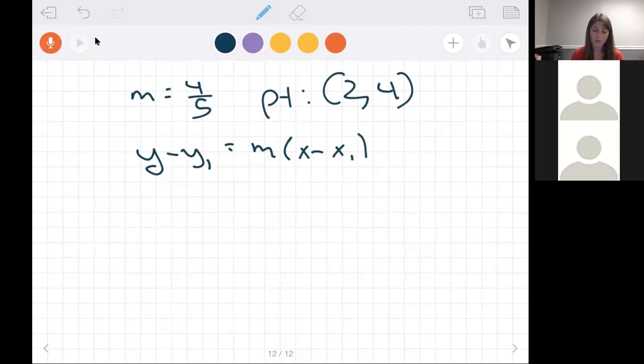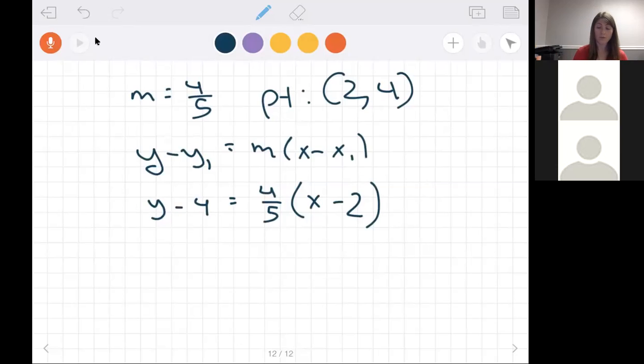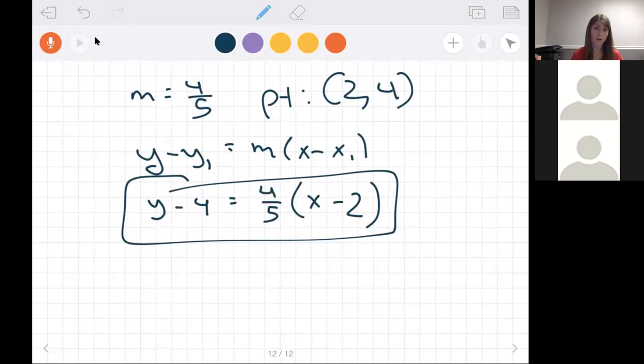So what we're going to do is just plug in. My y1 is 4, slope is 4/5. My x1 is 2. Now, could you go ahead and clean this up and solve for y equals? Sure, but you don't have to. If you have the directions to find the equation of a line, unless they tell you to put it in y equals mx plus b form, this is okay. So just watch out on MyMathLab. I don't remember how many times they specifically ask you to write a particular form in this section. I'll double check that, let you guys know when I send the video out.